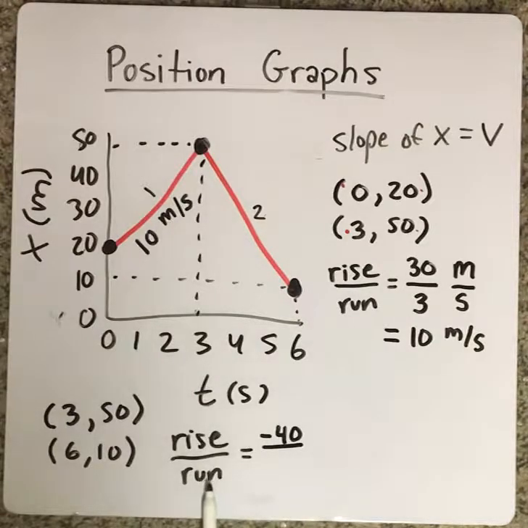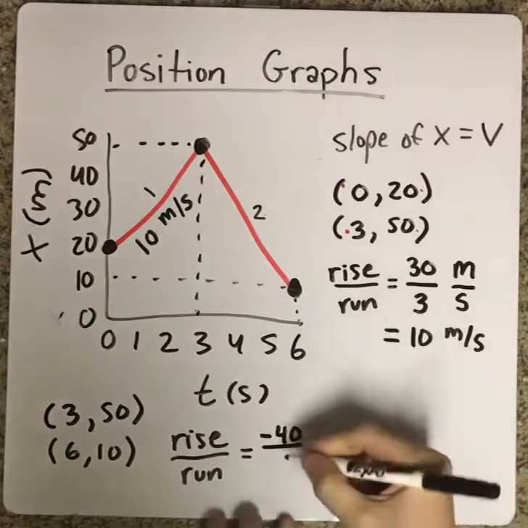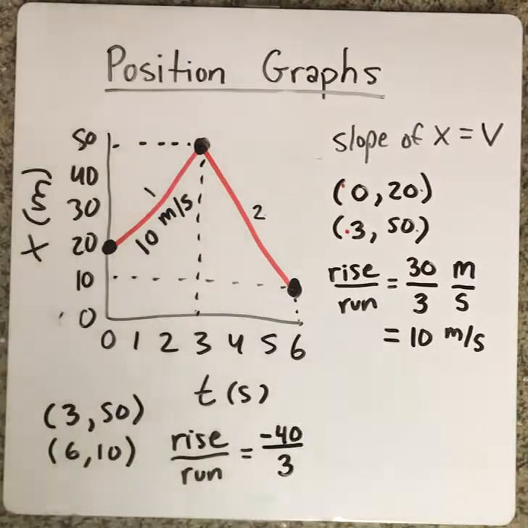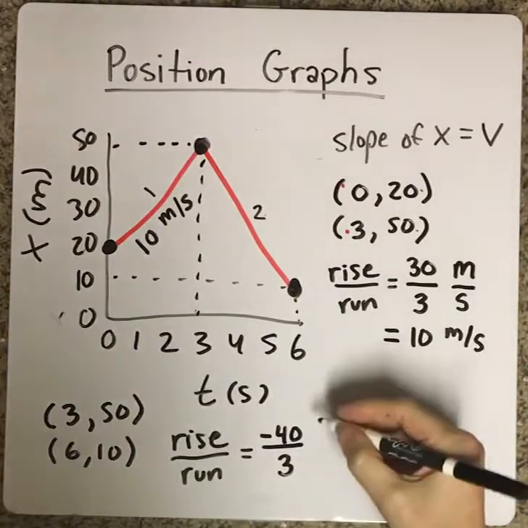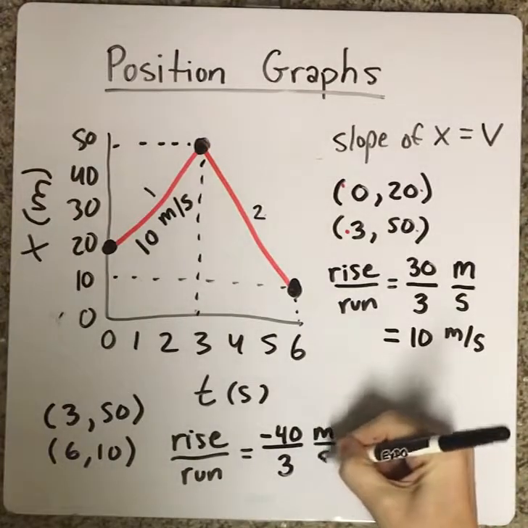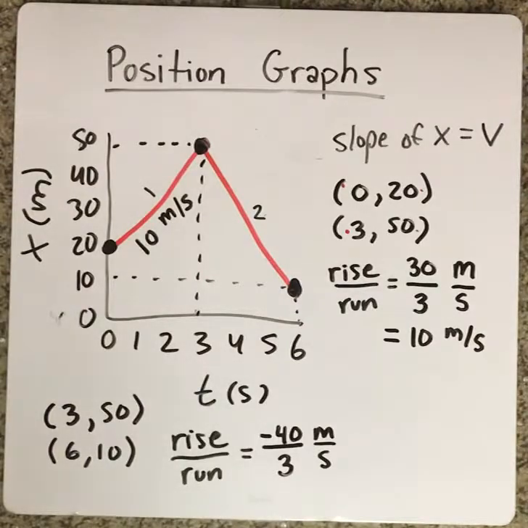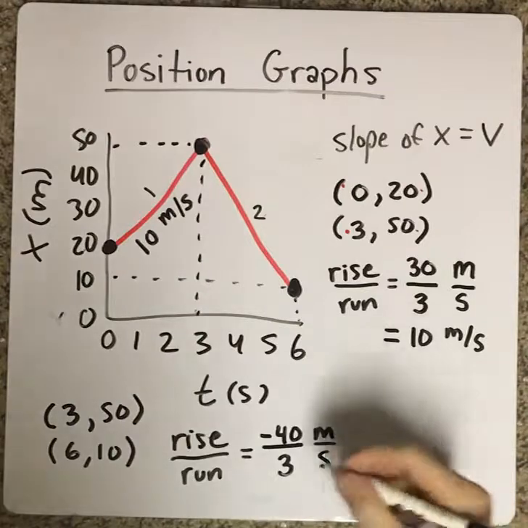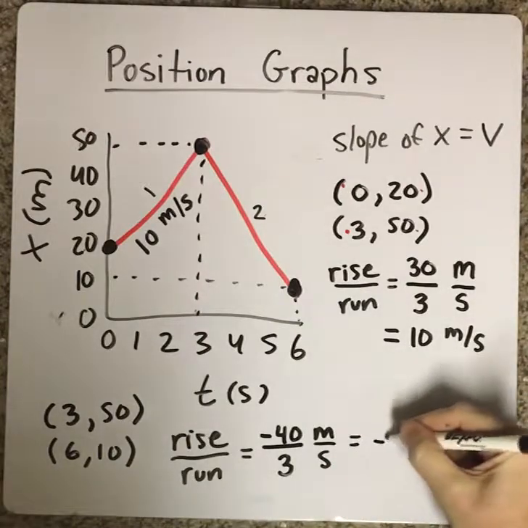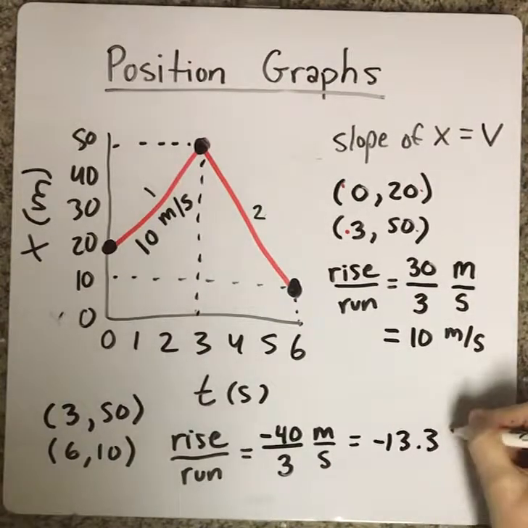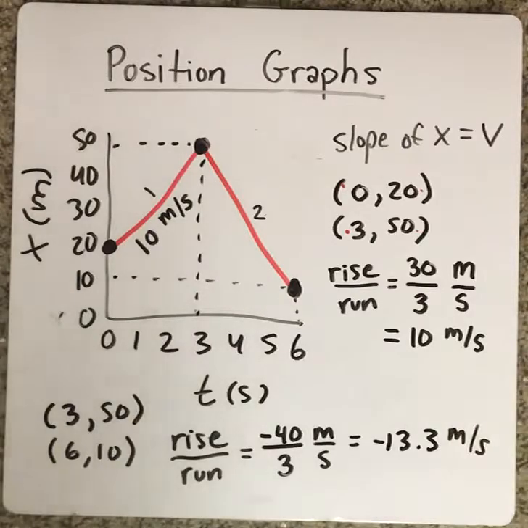The run is the x-axis. So that's from 3 to 6. That was an increase of 3. And once again, we will get the units of meters per second. This is a number that I'm going to need to put in my calculator. So 40 divided by 3, I get negative 13.3 meters per second.